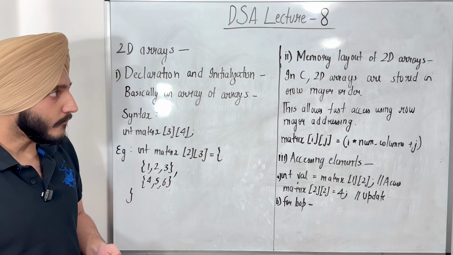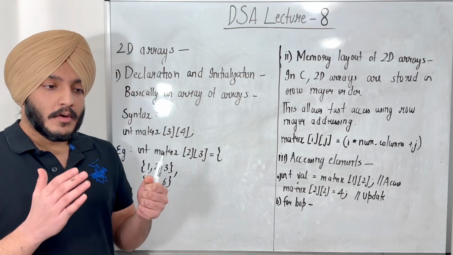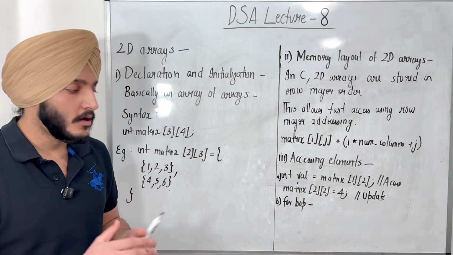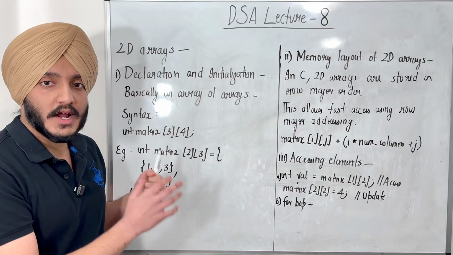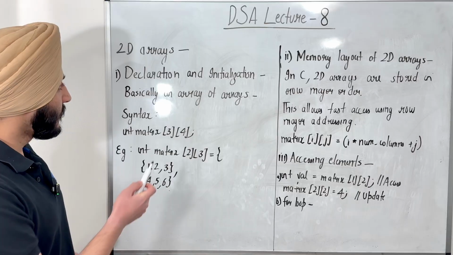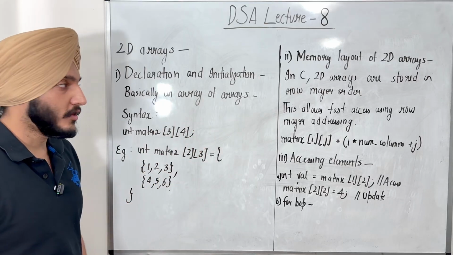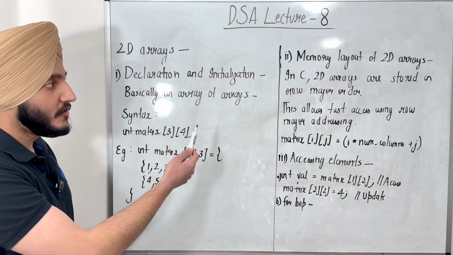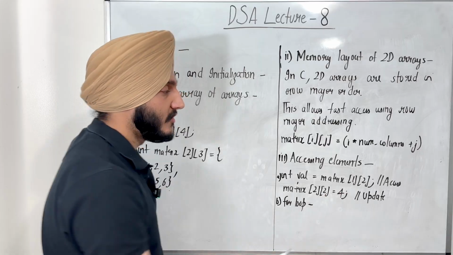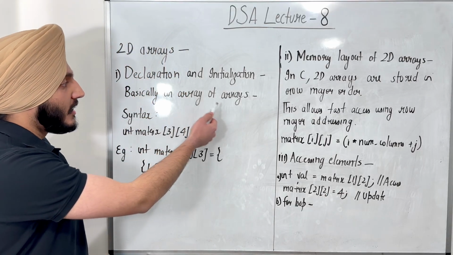Okay, so let's start with 2D arrays, very important to understand. A lot of use cases come from 2D arrays, so we need to make sure that we understand how 2D arrays work in a good detail, right? So let's start with understanding declaration and initialization. We're going to understand three important things: declaration and initialization, memory layout of 2D arrays, and then how do we access elements, right? So first thing is, basically it's an array of arrays, right?